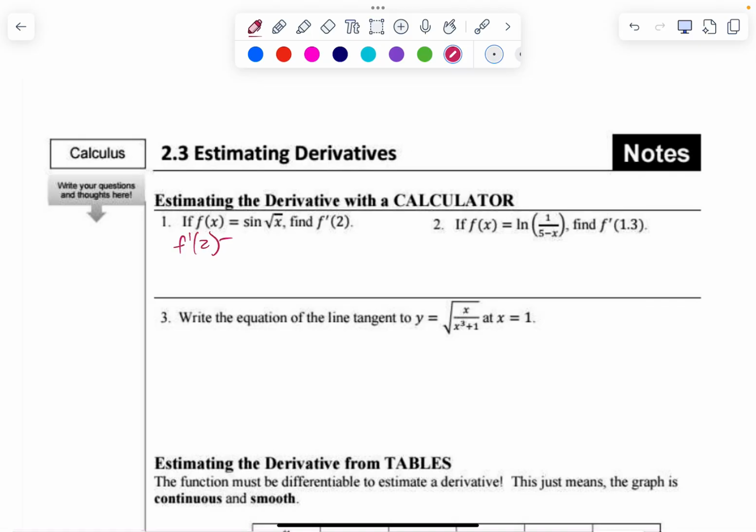F prime of 2 equals what? 0.055. Do we need the 5? Or I mean the 1. No. Okay, 0.055 is sufficient. You can add the 1. It doesn't hurt anything. But you don't have to.